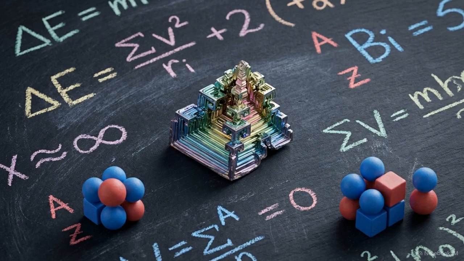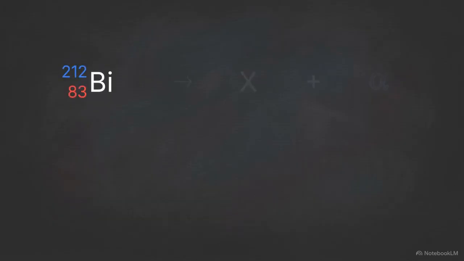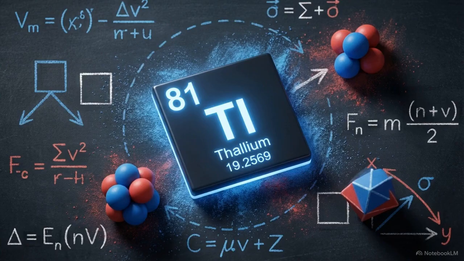Let's apply these values to a real-world example, the alpha decay of bismuth-212. With bismuth-212 on the left, we place unknown X and alpha on the right. Substituting alpha's values, 4 top, 2 bottom, we solve the top row. 212 equals A plus 4, giving 208. The bottom row, 83 equals Z plus 2, giving 81. Every element has a unique atomic number. Because our Z value is 81, we can confirm the daughter nucleus is thallium.